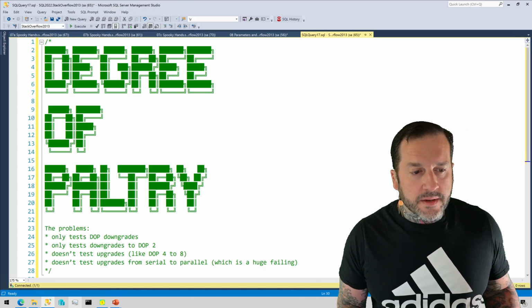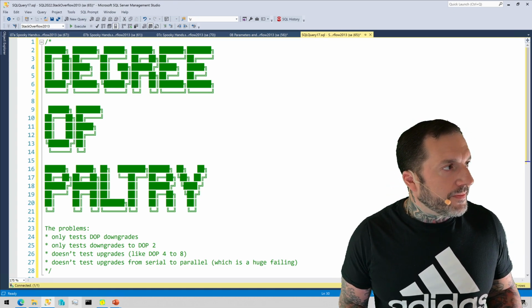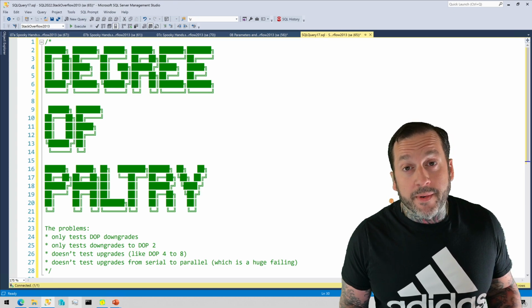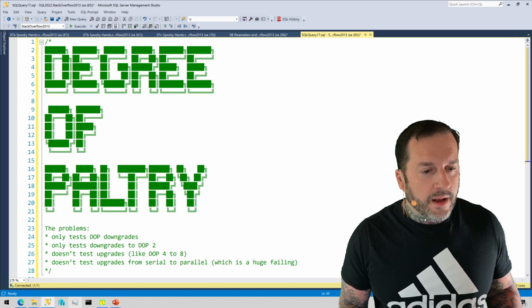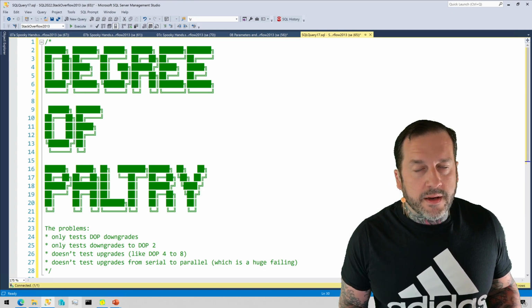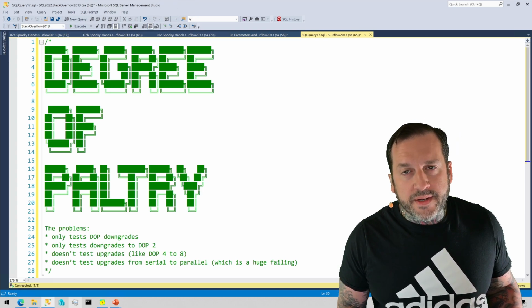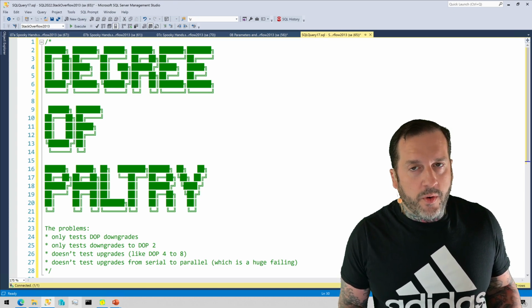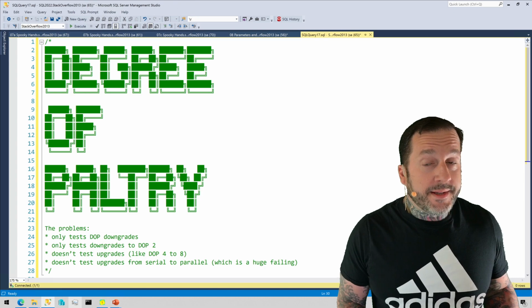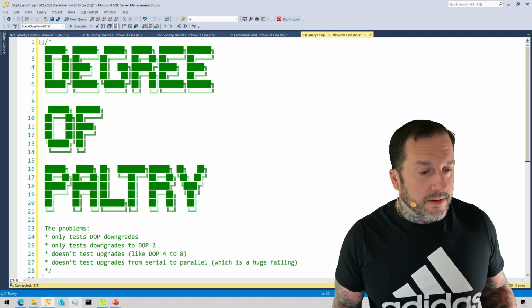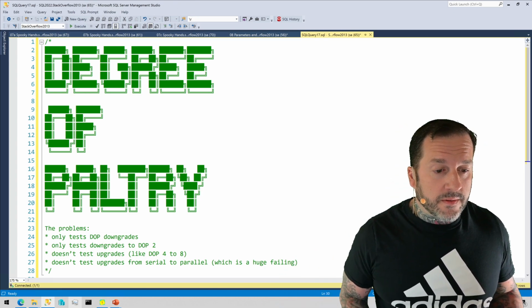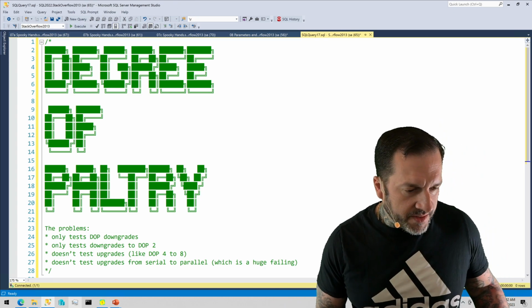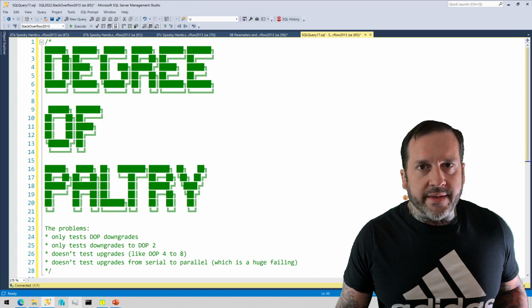Since this is something that is not permanent, it is impermanent, that's one some might say. Why not just test it and see if there's any dramatic decrease in overall query duration at higher DOPs, like say 4 or 8. Eight's a pretty good number for most DOPs, as long as you have the CPU cores to back it up. So that's a pretty disappointing thing there.